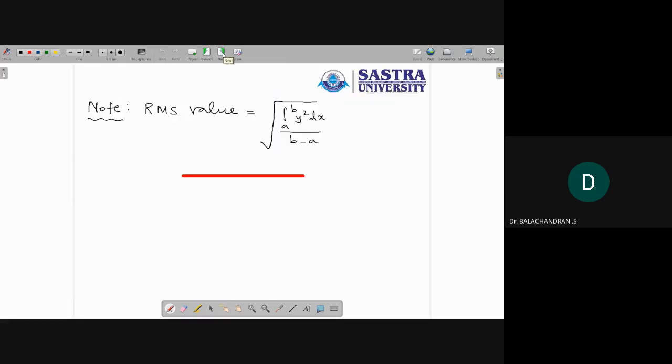Now, using this value, there is one application, the RMS value. I think you studied this in the third semester also. RMS, root mean square value, is the root of the integral from a to b of y square dx divided by the length of the interval, that is b minus a.